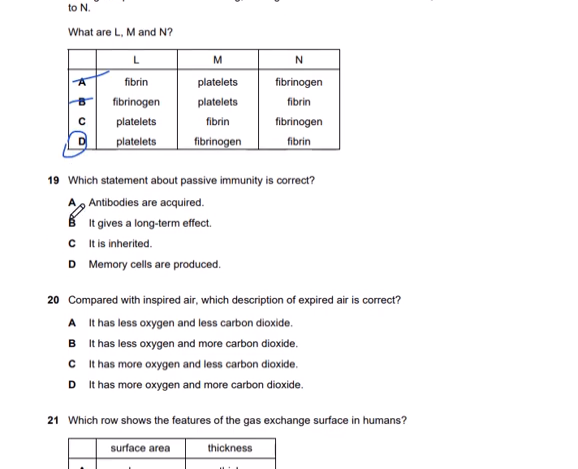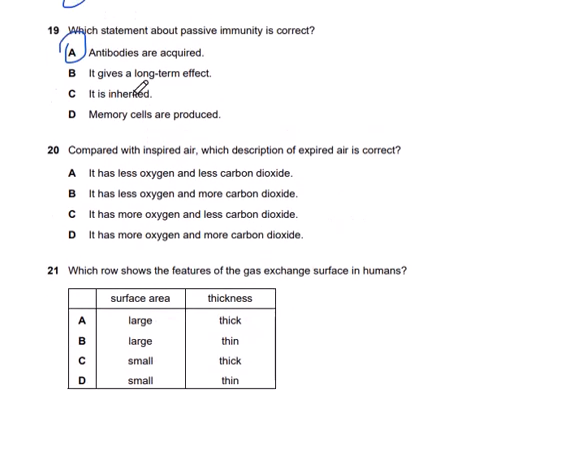Which statement about passive immunity is correct? Passive immunity, you need antibodies that are injected into your body. Memory cells are only produced in active immunity. Compared with inspired air, which description of expired air is correct? It has less oxygen and more carbon dioxide.